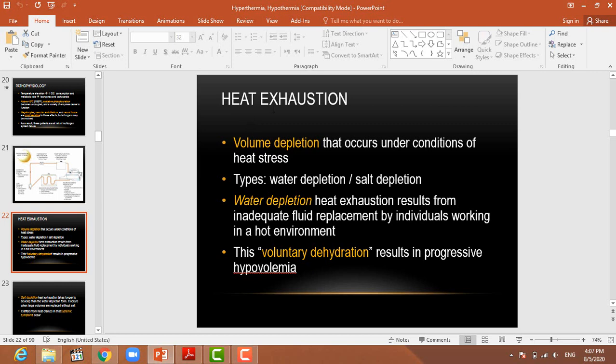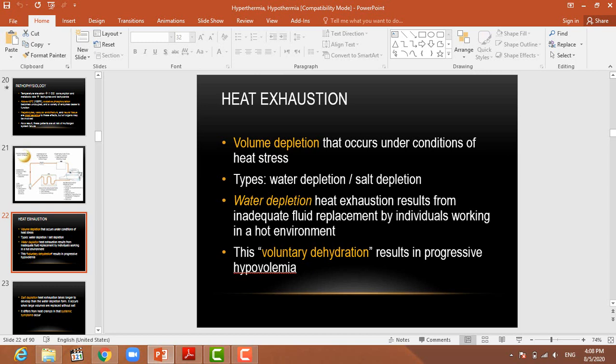Then heat exhaustion is of two types, as I have told you earlier. It may be due to volume depletion or it may be due to salt depletion. Water depletion is when the person is working in a hot and humid environment and is not drinking enough water, then there will be water depletion as hypovolemia, and it can be replenished. If you drink enough water, you can save yourself from heat exhaustion.